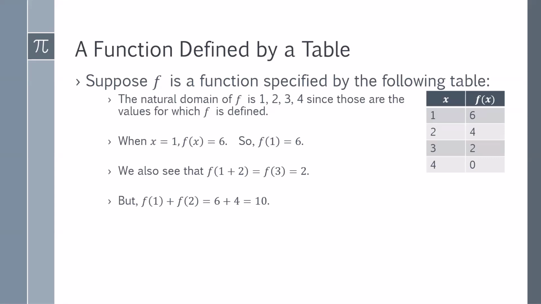Note that f of 1 is equal to 6, and f of 2 is equal to 4, so f of 1 plus f of 2 is 10, whereas f of 3 is equal to 2. So we can't say that f of 1 plus 2 is equal to f of 1 plus f of 2.